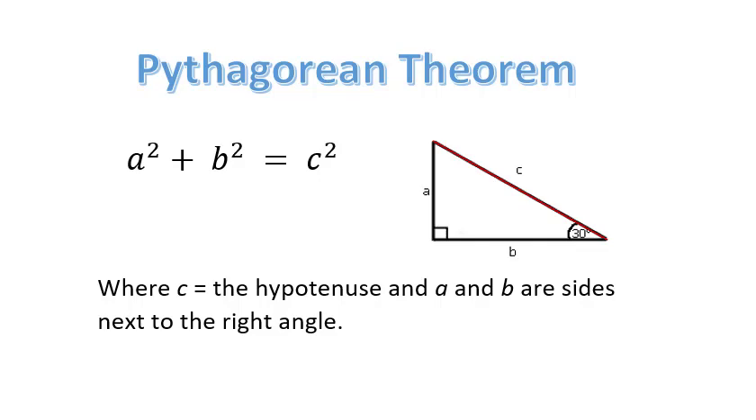As you can see, it's a squared plus b squared equals c squared, where c equals the hypotenuse and a and b are sides next to the right angle. So you see right here is the hypotenuse. It is opposite the right angle, and it is the longest side.